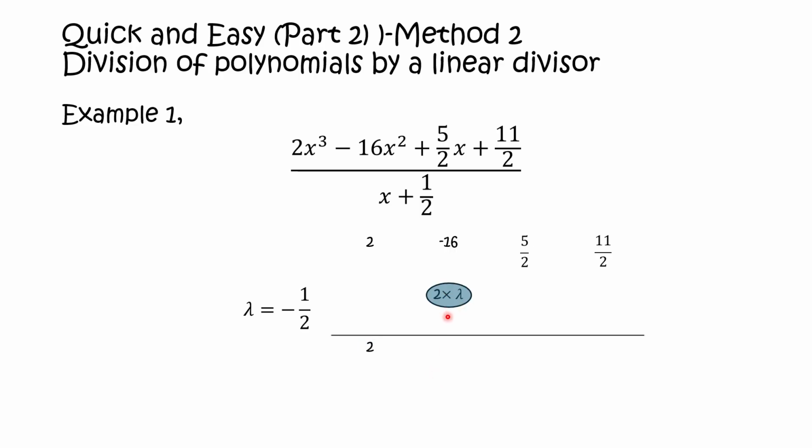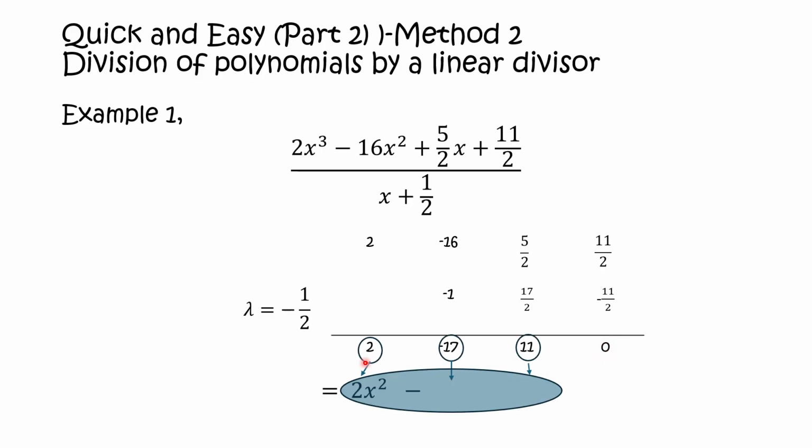In this case, we get a negative 1. Negative 1 minus 16, we get a minus 17. We multiply that by lambda, we get 17 over 2. Adding to 5 over 2, we get 11. We multiply that by negative 1 over 2. That is negative actually. With the positive 11 over 2, we get 0, and we get our final answer.